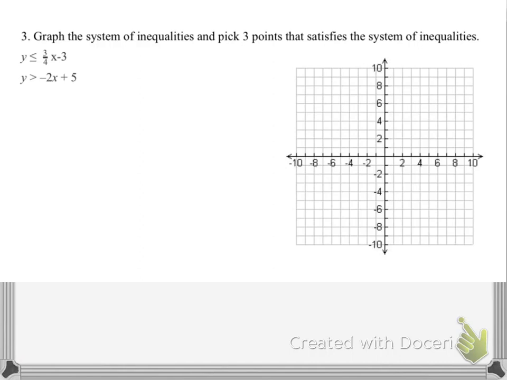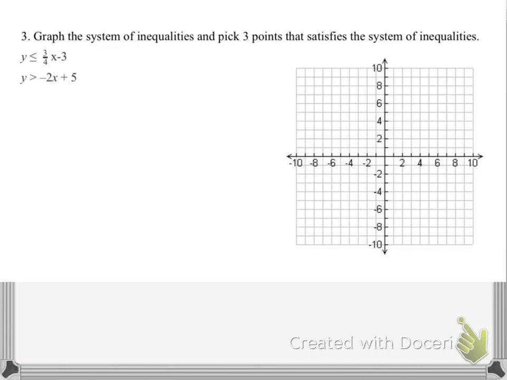We need to graph a system of inequalities on number 3. We're going to pick 3 points that satisfy the system of inequalities. So let me do the top equation or inequality first. Y is less than or equal to 3/4 x minus 3. I am seeing a less than or equal to sign. So when I see that, I know I am going to have filled in dots and a solid line.